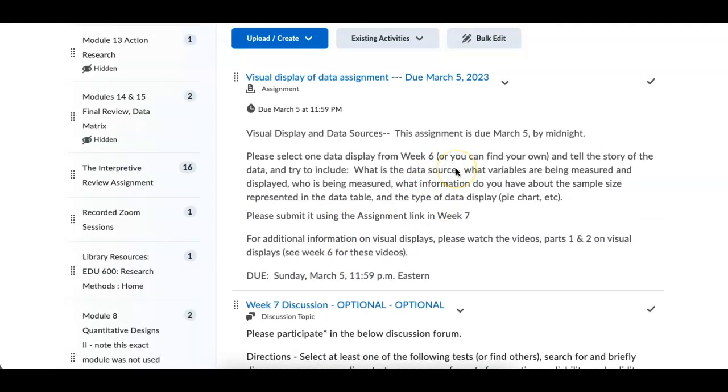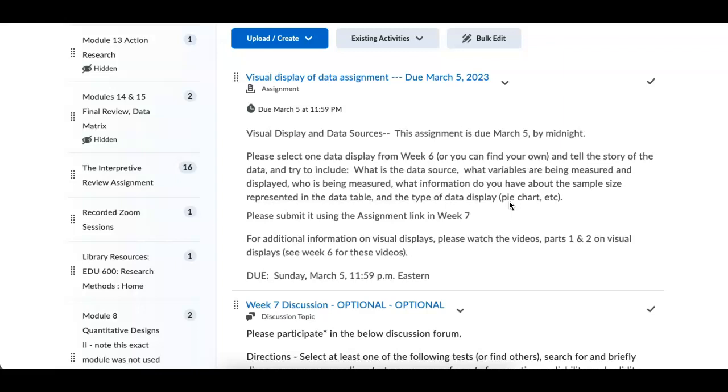What I'm looking for is, what is the data telling us? And specifically, what variables are being measured and displayed, who is being measured, what information do you have about the sample size represented in the data table, and the type of data display, pie chart, etc. So you can take a look at the materials that I posted last week, or you can find your own materials wherever it might be.